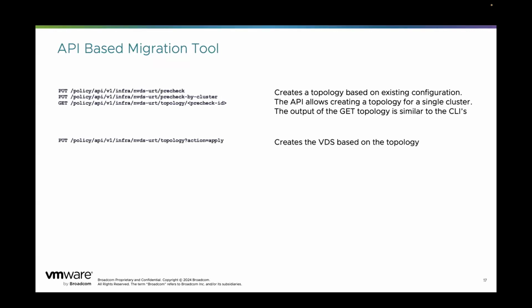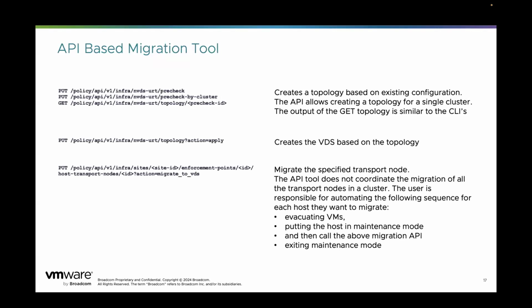Then you apply the topology. Again, it's a matter of creating the VDS automatically for you using this API call. And finally, and I already mentioned this earlier to you, you'll have to go over all the ESXi hosts, make sure they're in maintenance mode, and call this API in order to automatically configure them with a VDS. You could do all this manually, but the single API call on a host in maintenance mode is going to remove the NVDS, and replace it with the equivalent VDS that you had created during the pre-check and applied.